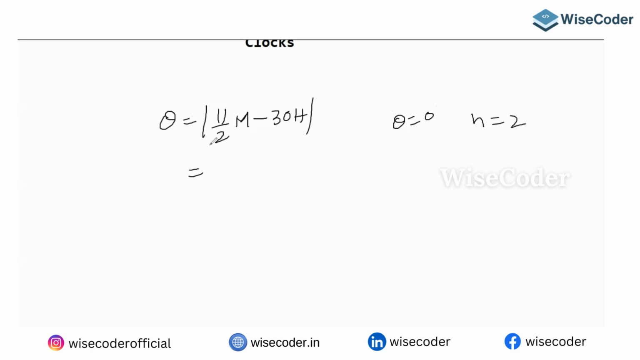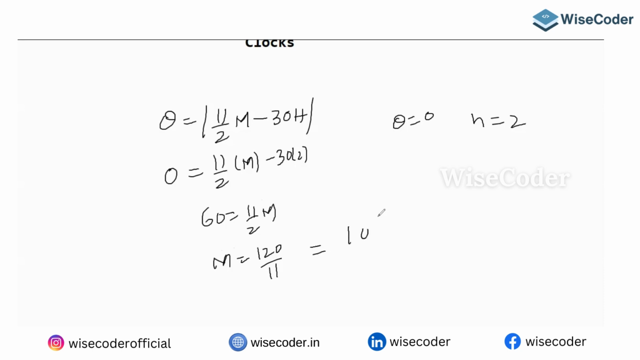So if you write it here, you can say 0 is equal to 11 by 2 m minus 30 into 2. So you can say 60 is equal to 11 by 2 m. From this you can say m is equal to 120 by 11. If you calculate that, you will get 10 by 11 minutes past 2 o'clock. So when the zero angle will make, the time is 2 o'clock and 10 minutes, approximately.